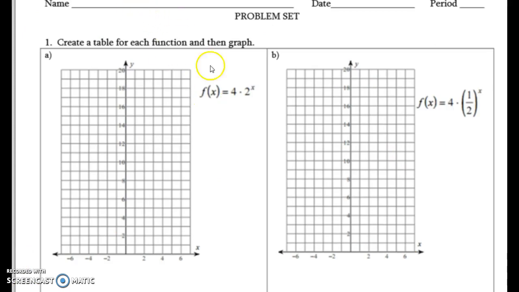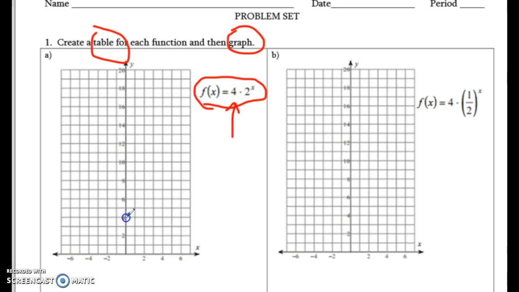It turns out you can actually work the other way. We're given the function, which in this case is f of x equals 4 times 2 to the x power. And from that we're supposed to create a table and then create a graph. The piece of information that we're going to start with is the y-intercept, which is 4.